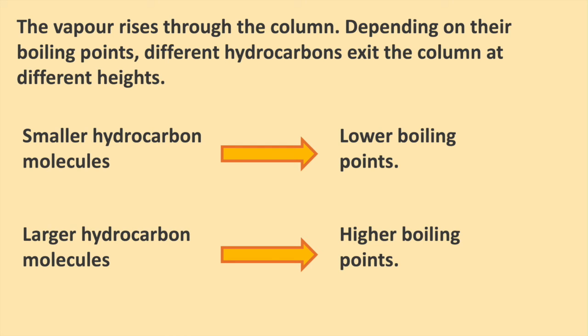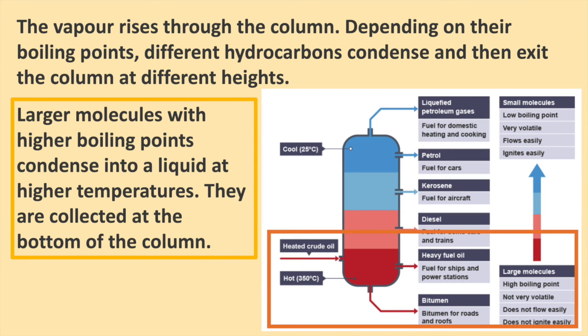Smaller hydrocarbon molecules have lower boiling points because they have weaker intermolecular forces. Larger hydrocarbon molecules have higher boiling points because they have stronger intermolecular forces. As the vapor rises through the column, the larger molecules with the higher boiling points condense into a liquid at higher temperatures. They are therefore collected at the bottom of the column.